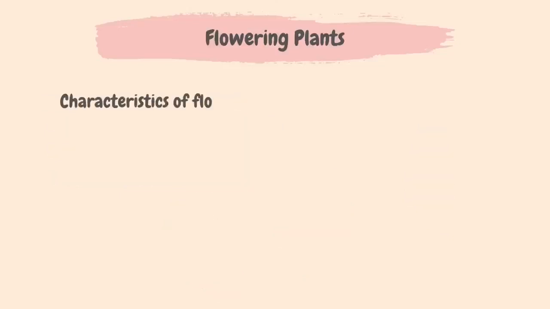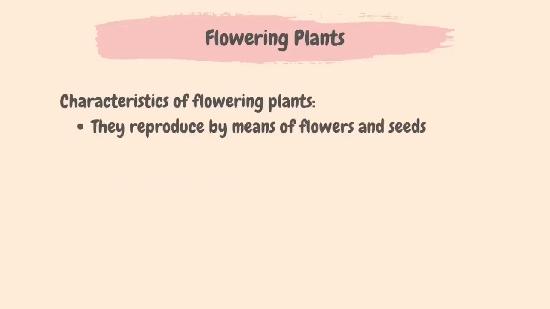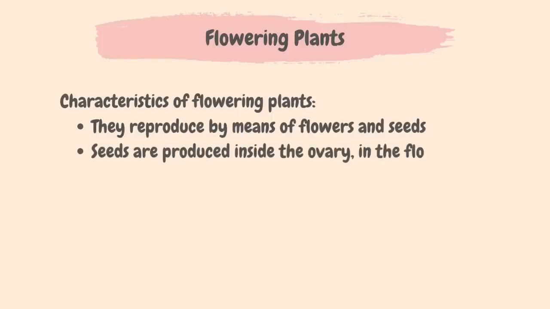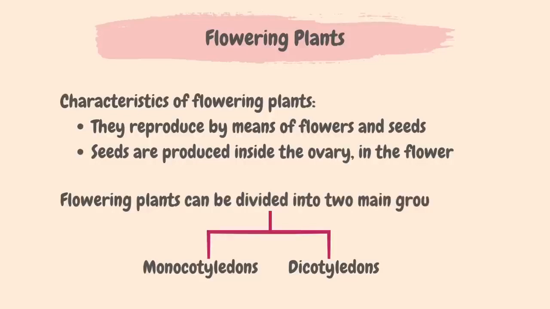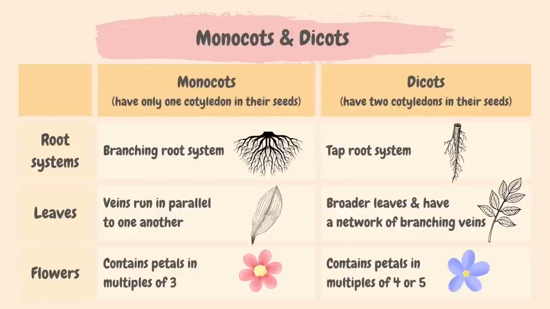Flowering plants are the plants that are most familiar to us. They reproduce by means of flowers and seeds. Their seeds are produced inside the ovary of the flower. Flowering plants may be divided into 2 groups, monocotyledons and dicotyledons. A cotyledon is a significant part of the embryo within the seed of a plant. This table helps to differentiate between monocotyledons and dicotyledons, or monocots and dicots for short.